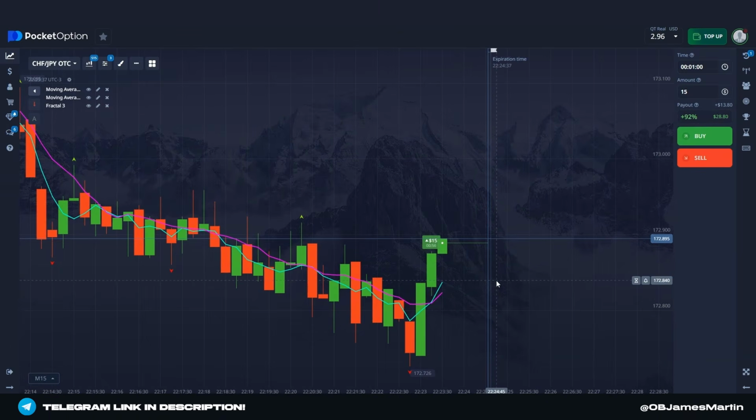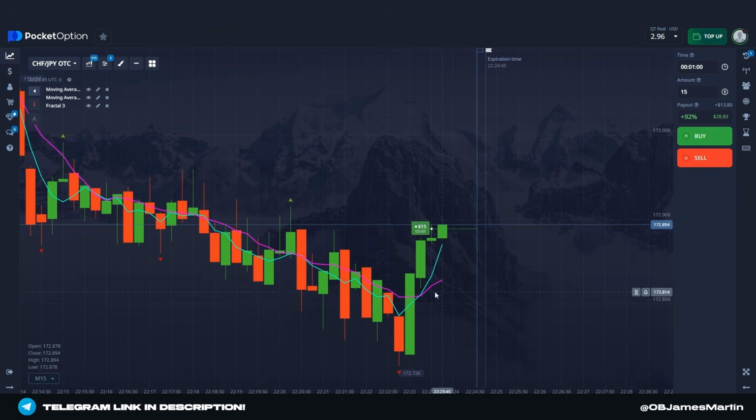Okay, everything works the same as before. We have the red fractal, we got the moving average line right here, intersected by the price. Okay, that is amazing for us. All right, let's wait for the results.